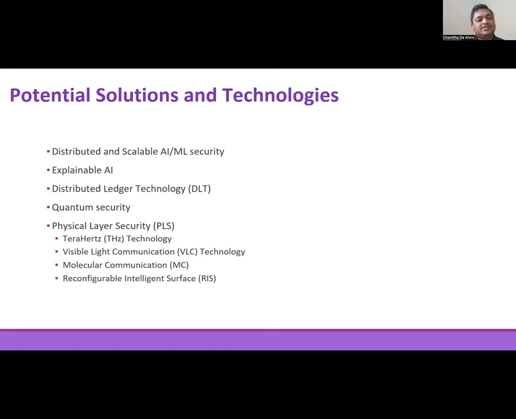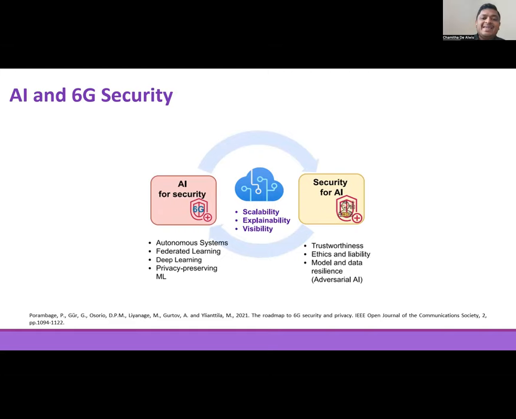Say, for instance, if we look at AI and 6G security, AI can be an enabler for security. It can make systems autonomous. It can make learning federated. It can facilitate deep learning. However, AI will also need to be secure. So security for AI is also part of the research when employing AI for 6G security. So how to make it ethical, how to make these models resilient, and how to make them trustworthy.